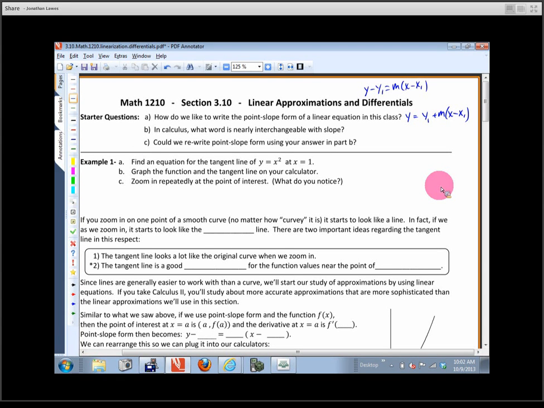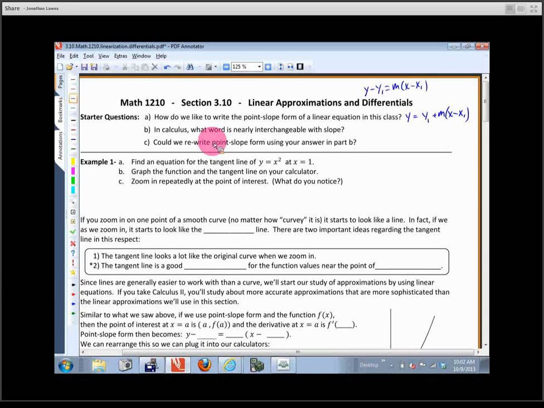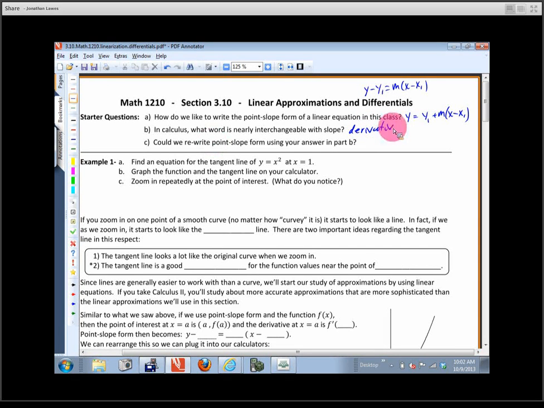Okay. Part B says, in calculus, what word is nearly interchangeable with slope? Derivative. Okay. So if this is point slope form, it's got a slope in it, and we're in a calculus class, what could we replace that slope with? We could replace it with a derivative, a y prime or an f prime or something like that. But it would have to be the correct slope at the correct point.